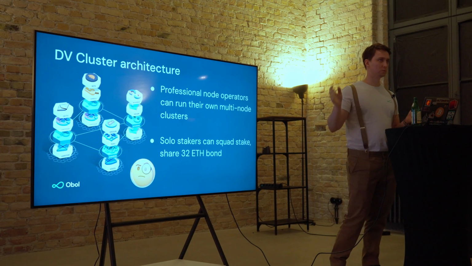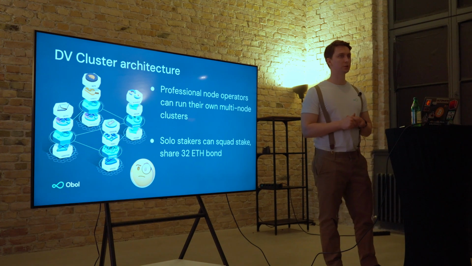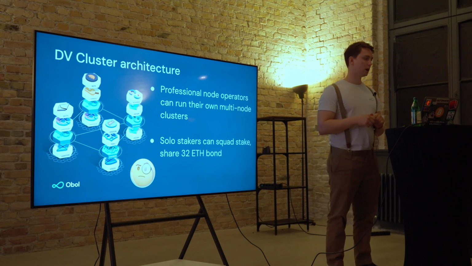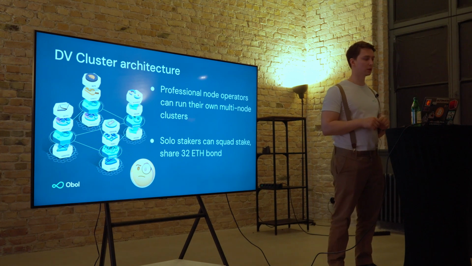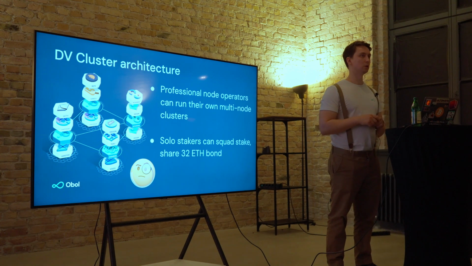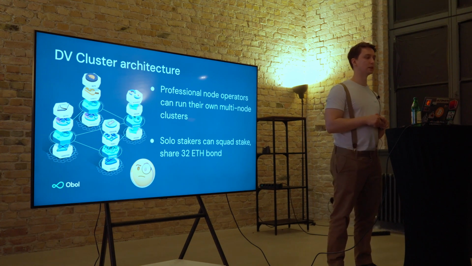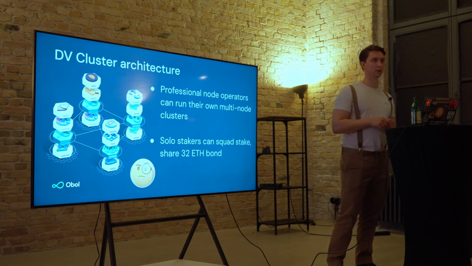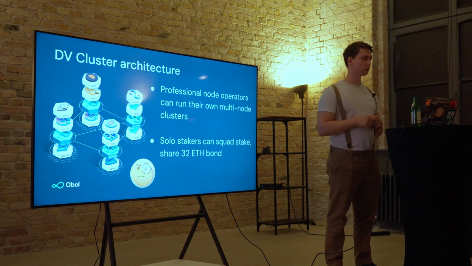So if you take 4, for example, of those nodes, you create what's called a cluster. Like I mentioned before, professional node operators can run their own multi-node clusters, or for example, if you're a solo staker, let's say you don't want to put in 32 ETH for your own validator, you get 4 friends together, everybody pitches in 8 ETH, and you can also kind of bring down the requirement for the bond, and you can squad stake like that. So that's quite nice.